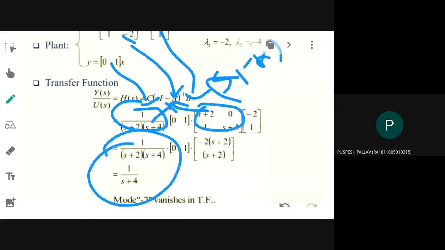The last unit is all about matrix manipulation only. So be thorough with matrix multiplication and all. Have you got 1 by S plus 4 as the answer? Yes, ma'am.